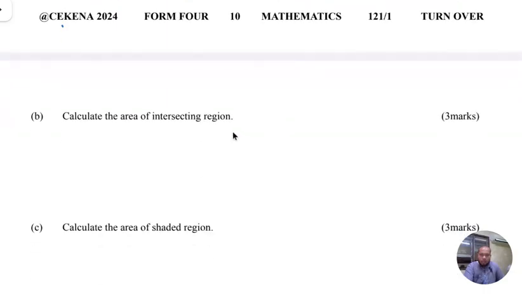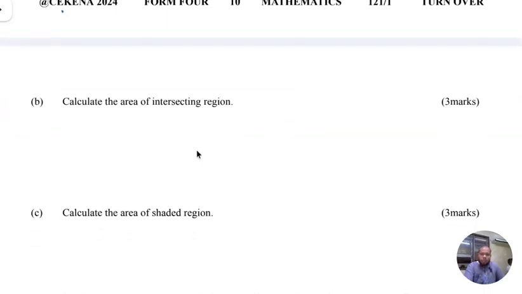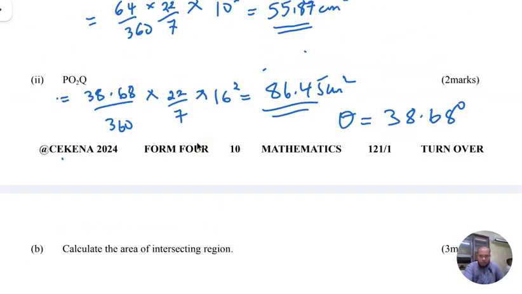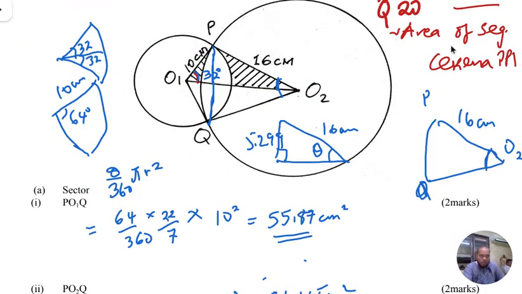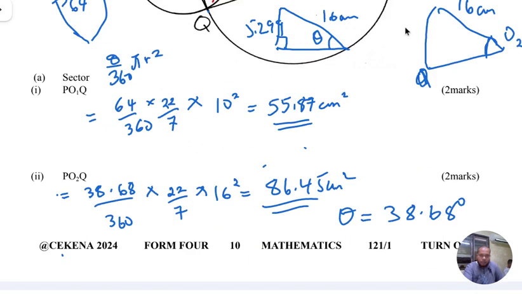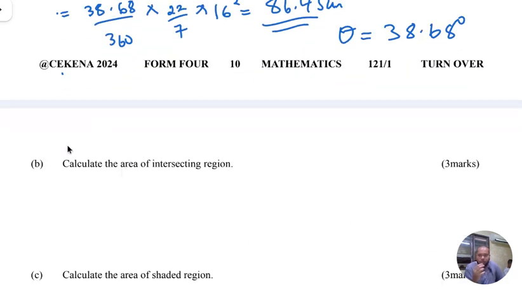The other question is question B. You are told to calculate the area of the intersecting region. What is the intersecting region? This is your intersecting region. Let me draw it with another pen so that you can understand. For you to get the area of the intersecting region, it is usually easy. So to get the intersecting region, there is intersecting 1 and intersecting 2.